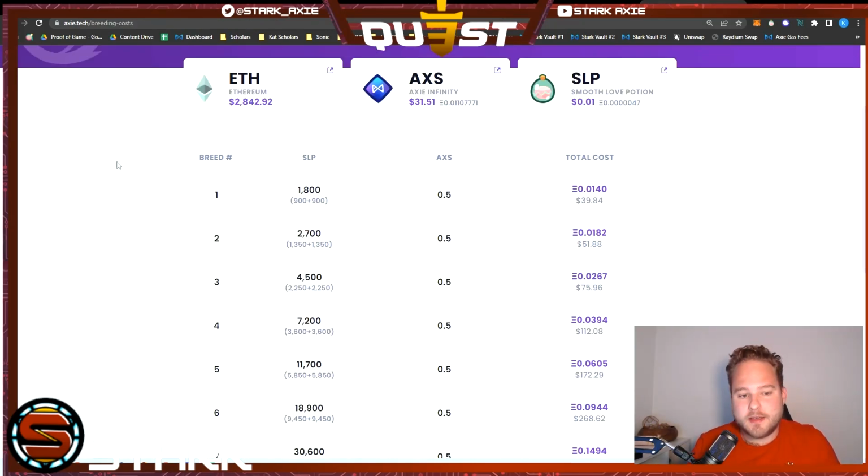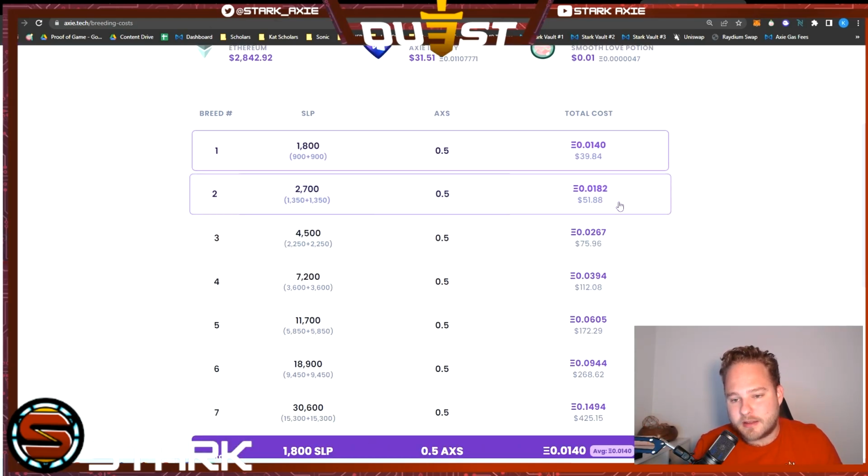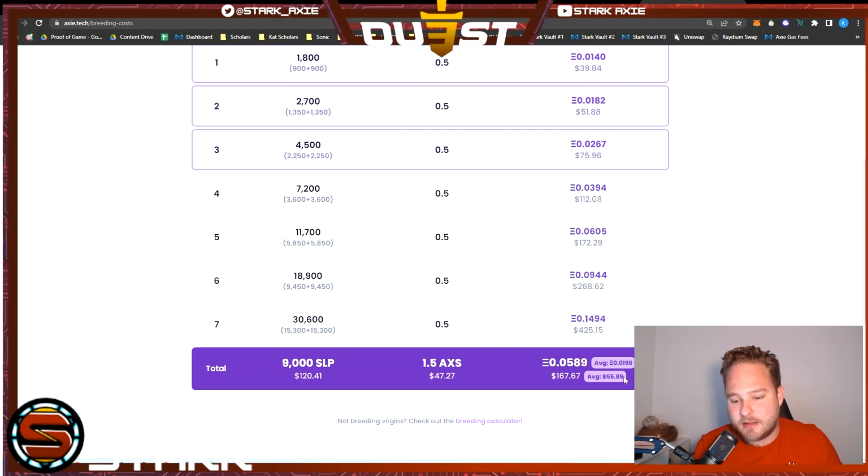Mistake number 5 is not breeding the right amount of times. Let me start off by saying that there is no right amount of times. It all depends on what you're trying to achieve. But know that the more times you breed an Axie, the more expensive it gets. And so you want to be clicking on the 3 here on Axie Tech. You watch the average price. The more times you breed, the higher that goes. That's up to you to decide.